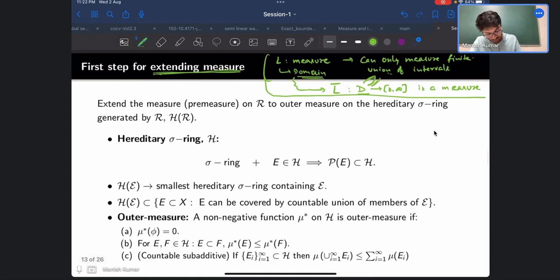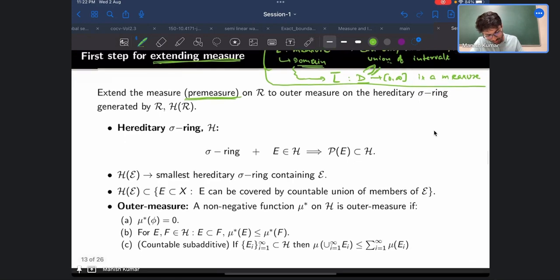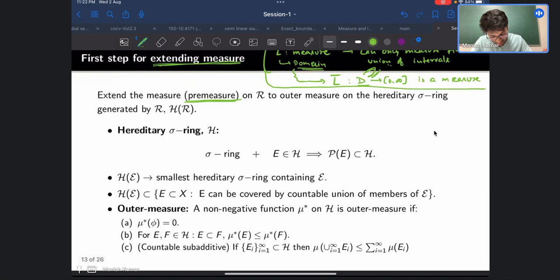From now onwards, the measure we consider will be called a pre-measure. Pre-measure means we know this measure, and now we want to define some measure with a bigger domain, right? The first step towards extending a measure is to define some outer measure, and how we define it and what it exactly is, we'll see now.